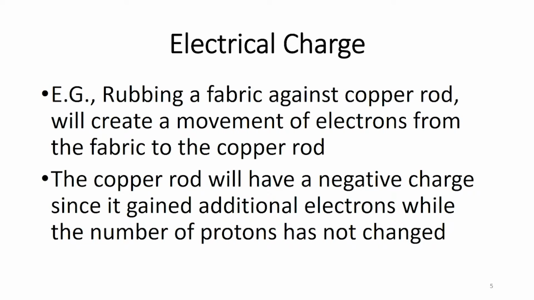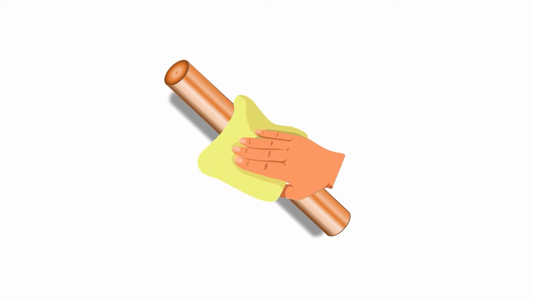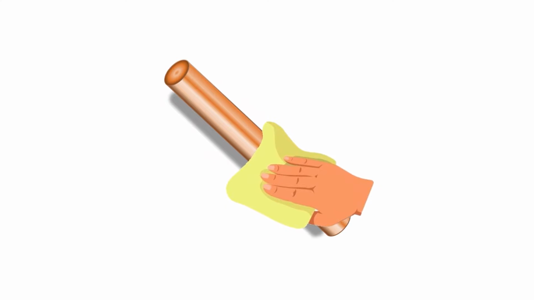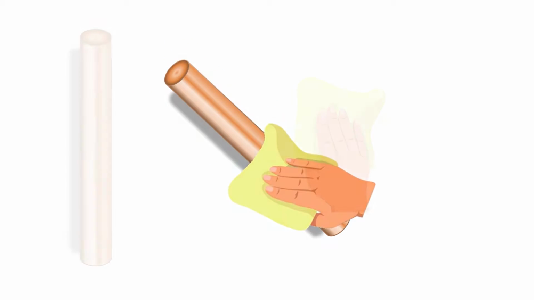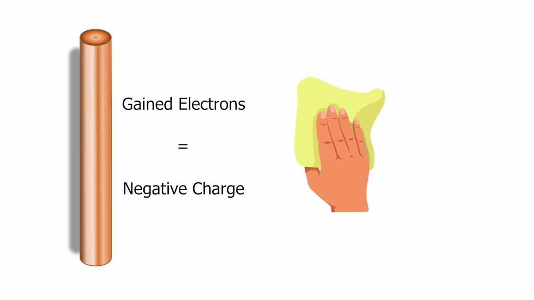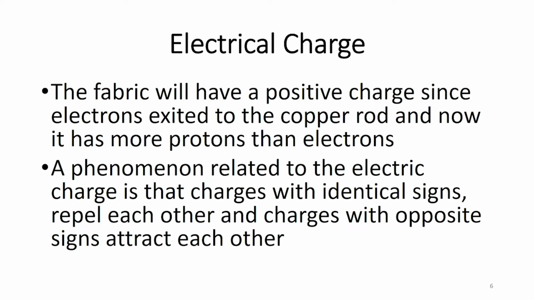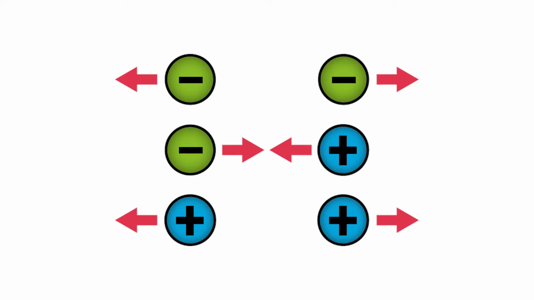For example, rubbing a fabric against a copper rod will create a movement of electrons from the fabric to the copper rod. The copper rod will have a negative charge since it gained additional electrons while the number of protons has not changed. The fabric will have a positive charge since electrons exited to the copper rod and now it has more protons than electrons. A phenomenon related to the electric charge is that charges with identical signs repel each other and charges with opposite signs attract each other.